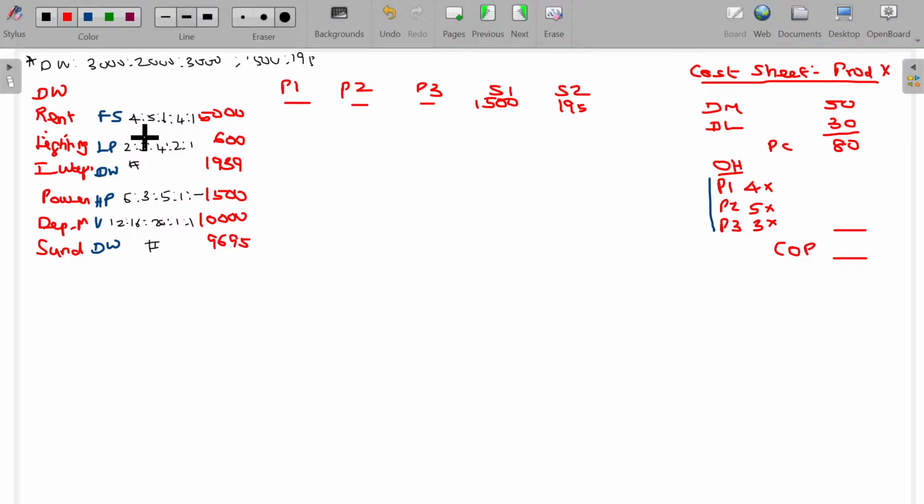5,000 will be apportioned in this ratio 4:5:6:4:1. What is the value then? 1000, 1000, 1250, 1500, 1250. See, what is the total of this number? 4, 5, 6, 4, 1, 20. This is 5000. 20 and 5000, right?